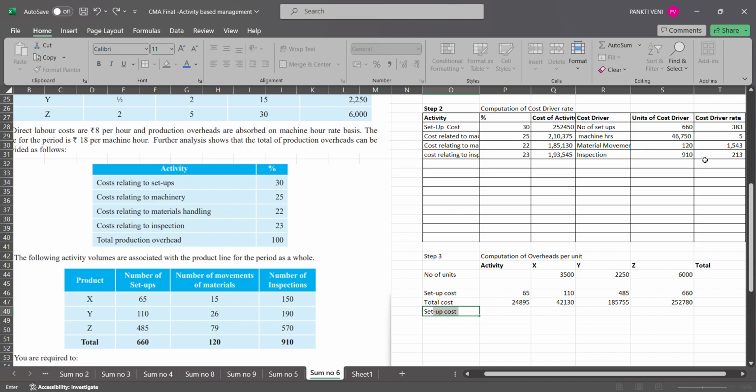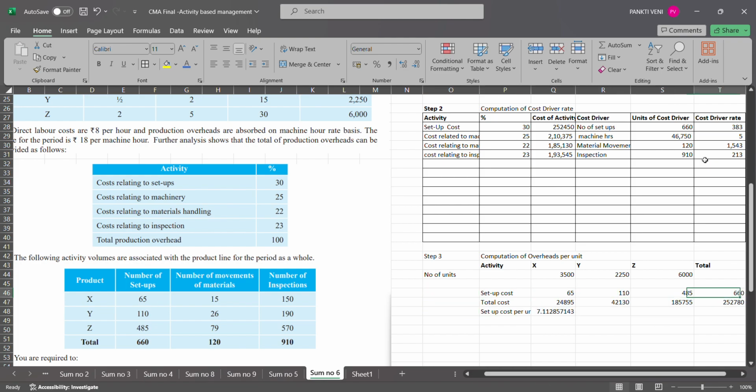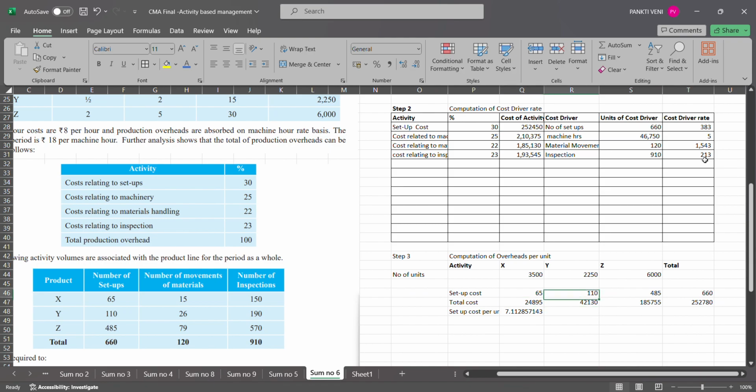Now I have to find out the setup cost per unit. I'll take the setup cost and divide it by the number of units. Sorry, I made a mistake, so it will be this way. Again, total cost divided by number of units, and I'll get my total.